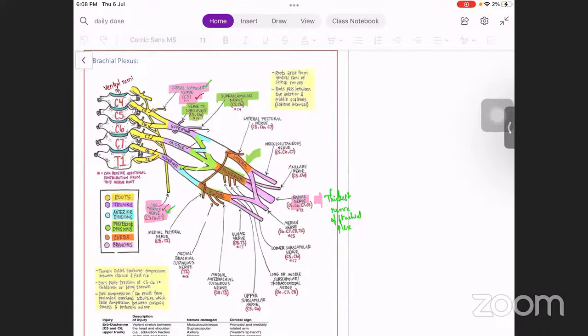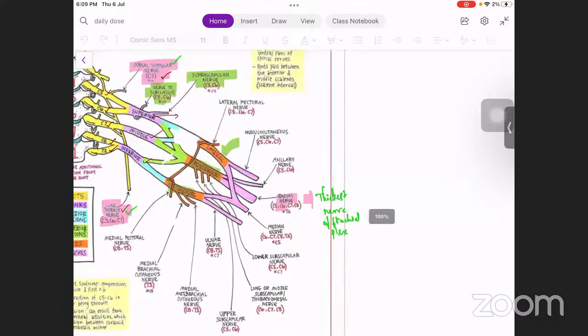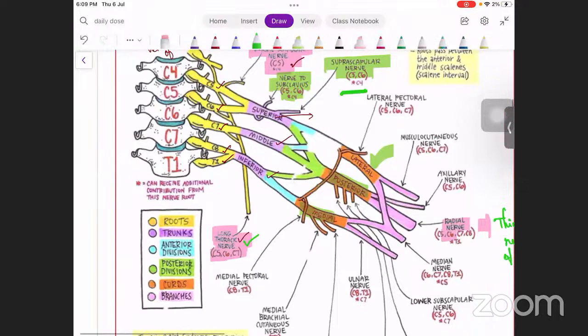Before giving rise to the trunks, it gives rise to two branches. What are the branches arising from the root? One is your dorsal scapular nerve. Another one is your long thoracic nerve. And then you have the superior or upper trunk, which gives rise to two branches. One is your nerve to subclavius, another one is your suprascapular nerve.